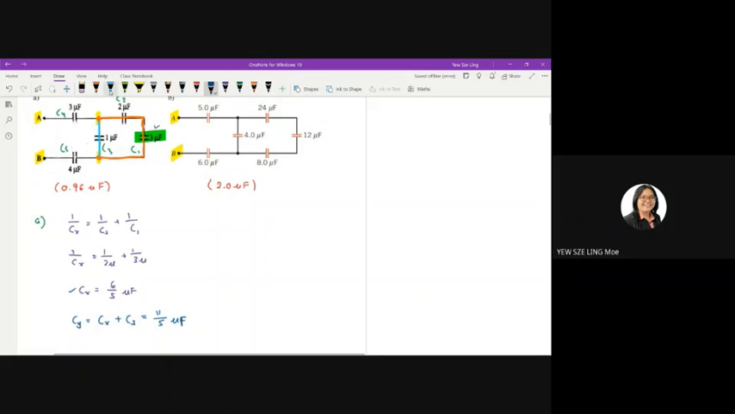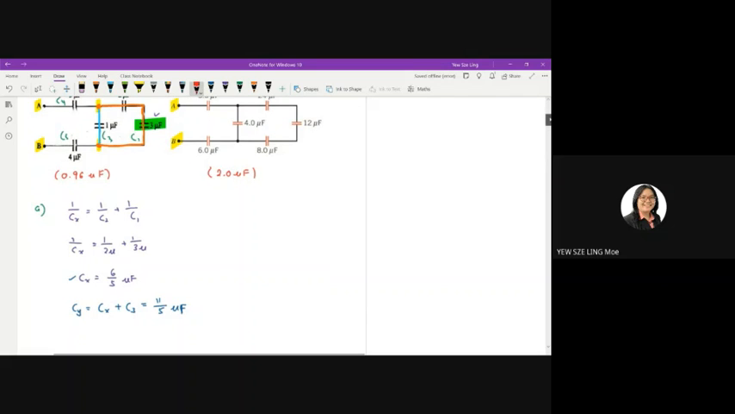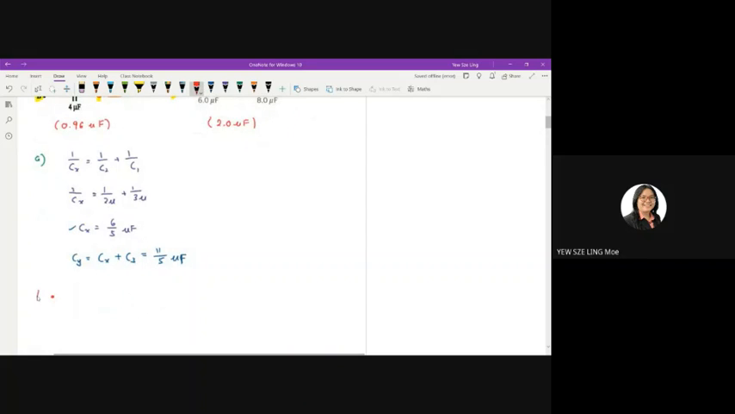So next, I'm going to redraw it so that you can have a better idea on what is going on. Now I am left with C4 and C5. This is my terminal A. This is my terminal B. And then here is a 3 microfarad. And then here is my CY, which is equals to 11 over 5 microfarad. And then right here, I have 4 microfarad. So next thing, now I cannot look at the orange junctions anymore.